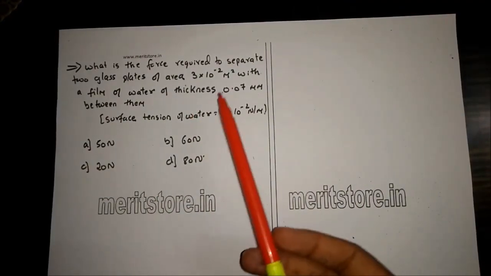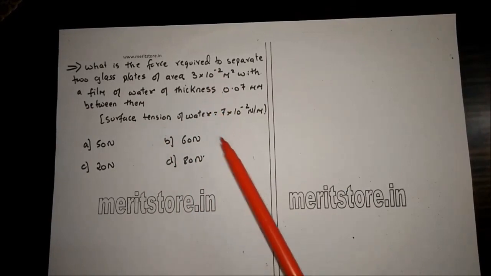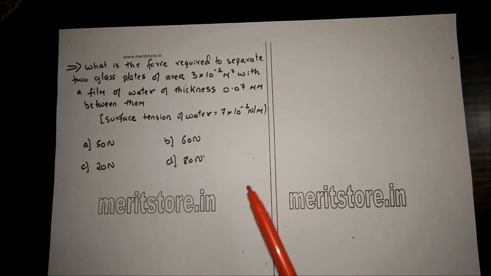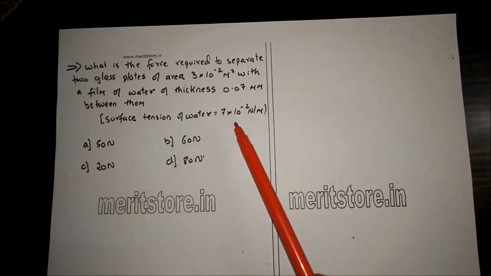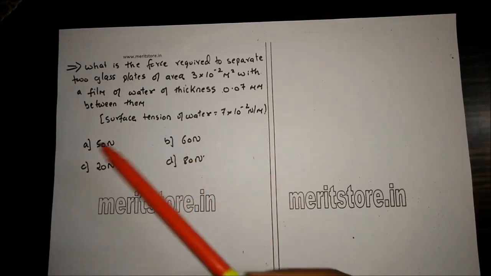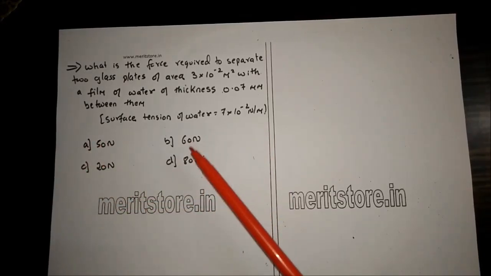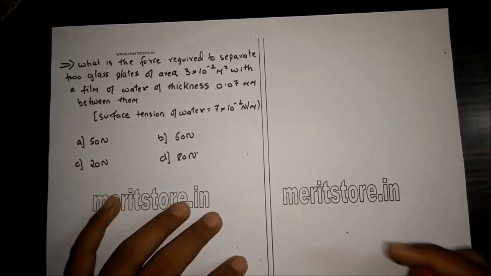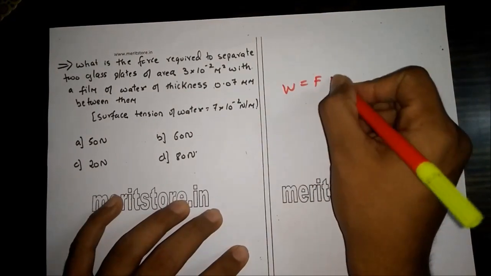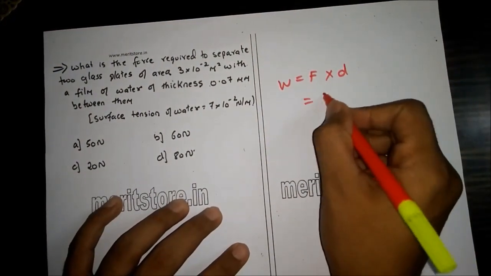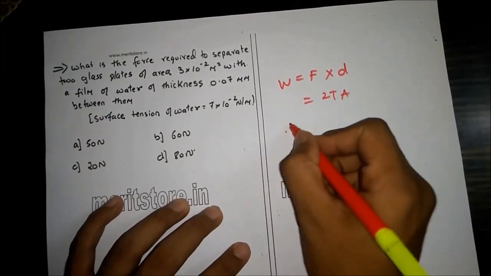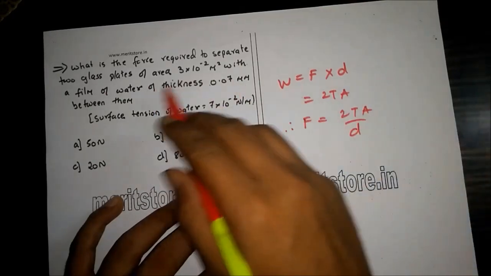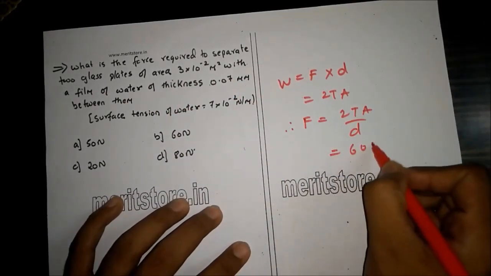What is the force required to separate two glass plates of area 3 into 10 to the power minus 2 meter square with a film of water of thickness 0.07 millimeter between them? Here, the surface tension of water is given as 7 into 10 to the power minus 2 newton per meter. Is it either A 50 newtons, B 60 newtons, C 20 newtons, or D 80 newtons? Now we know that the work done is equal to the force into d, which is equal to 2TA. Therefore, the force will be equal to 2TA upon d, which on substituting all the values, we get the answer as 16 newtons.